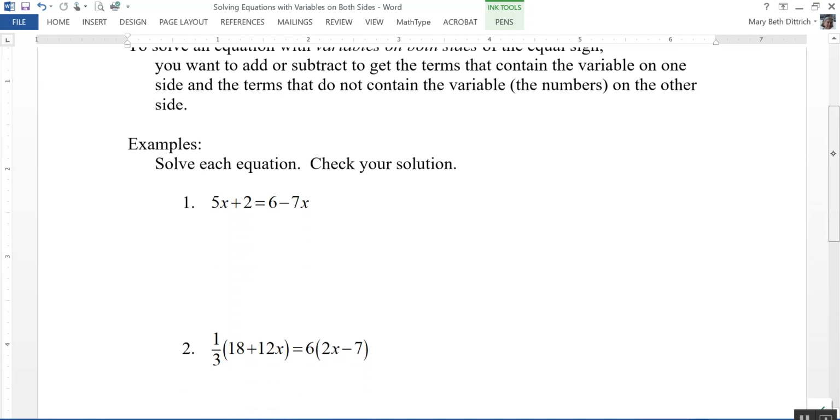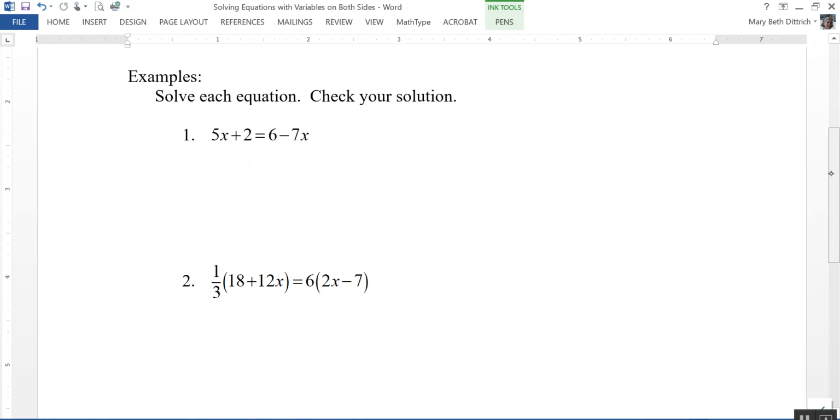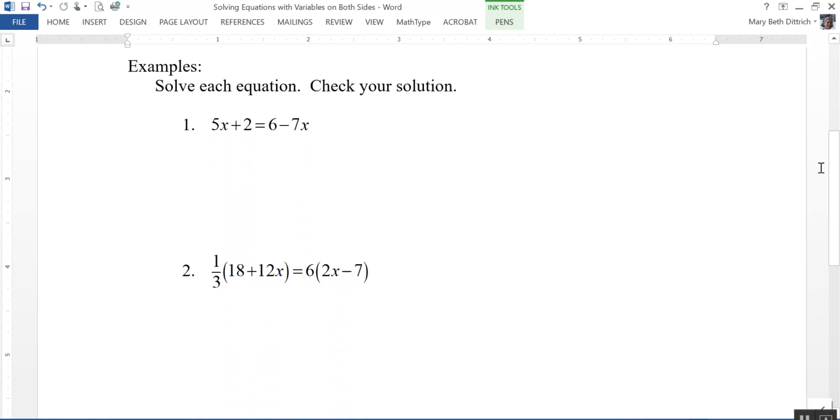So we need to solve each equation and then check our solution. Here we have 5x plus 2 equals 6 minus 7x. You'll notice that I have a term with x and a term without an x to the left of the equal sign, and the same thing on the right. I kind of like to have my x's on the left, so I'm going to move this 7x, but actually I'm going to think of it as a negative 7x, and I'm going to add 7x to both sides.